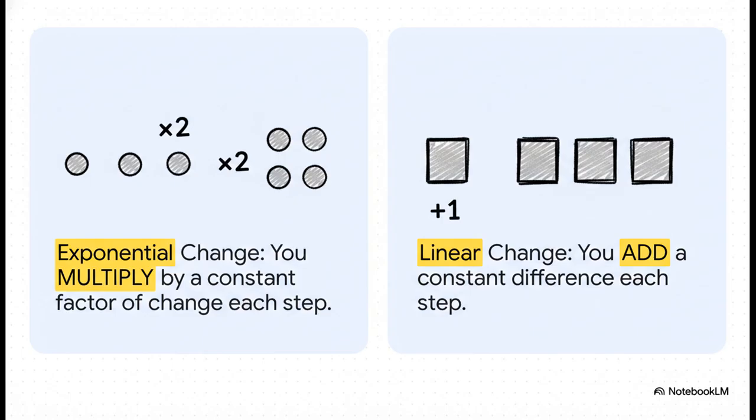So think of it this way. If your allowance goes up by $5 every week, that's linear. But if your allowance goes up by 5% every week, that's exponential. It really all comes down to, are we multiplying or are we adding?